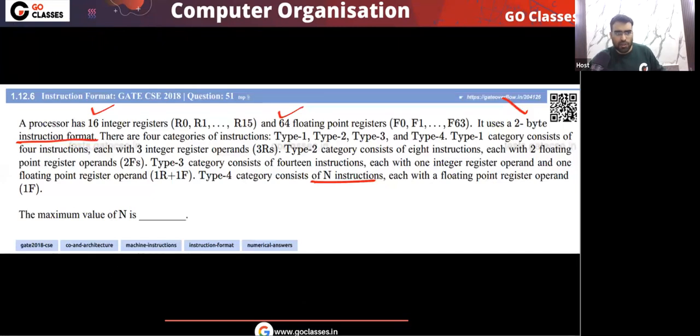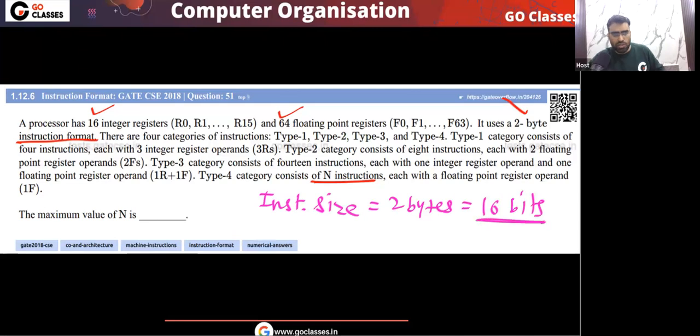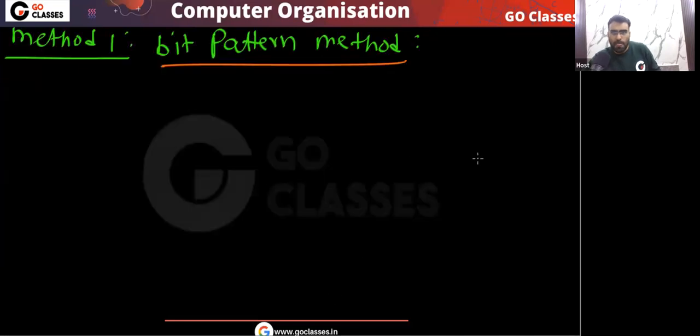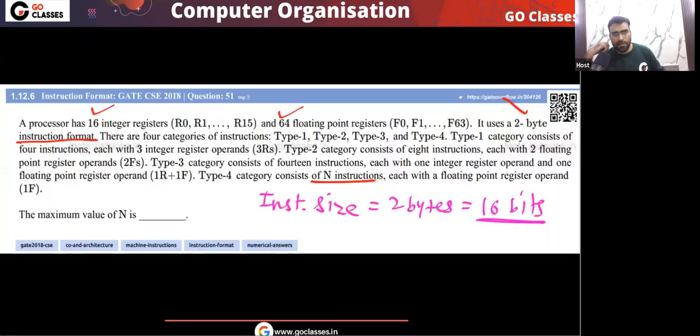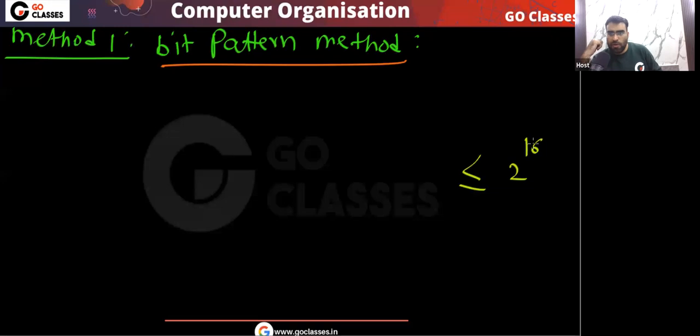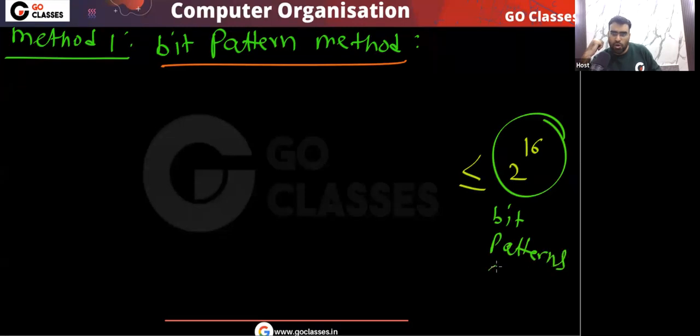Very simple. First of all, tell me what is the instruction size. 2 bytes, yes or no? The instruction size is 2 bytes, so that is 16 bits. Using 16 bits, how many bit patterns are possible in total? These many bit patterns are possible: 2 power 16.